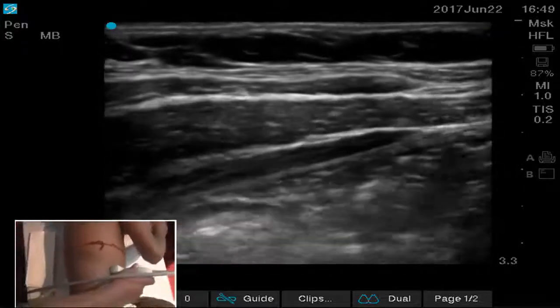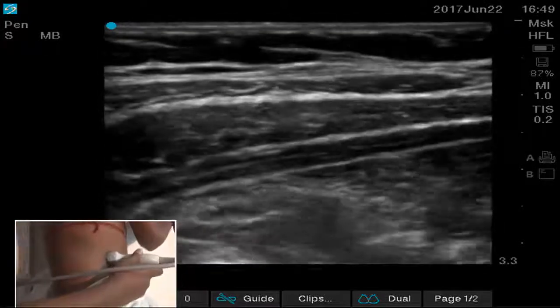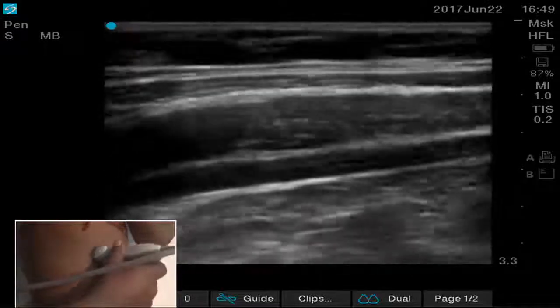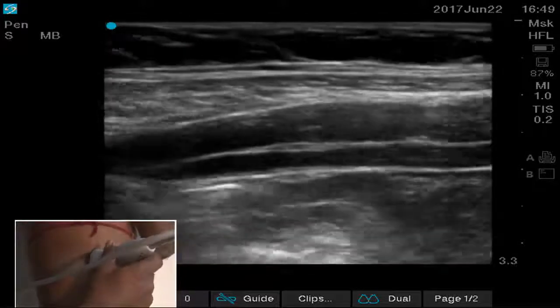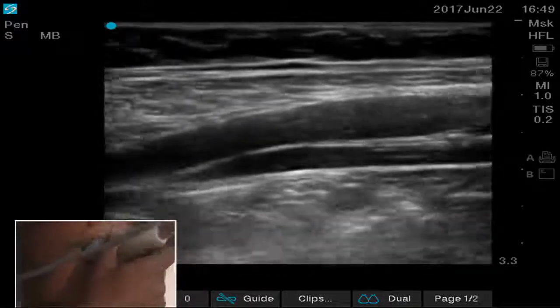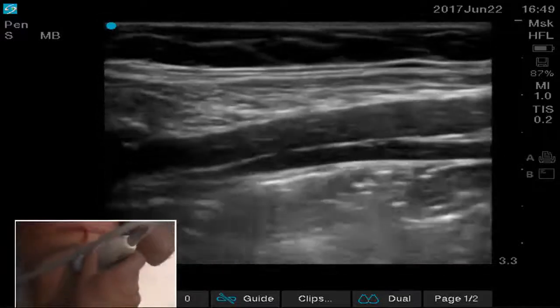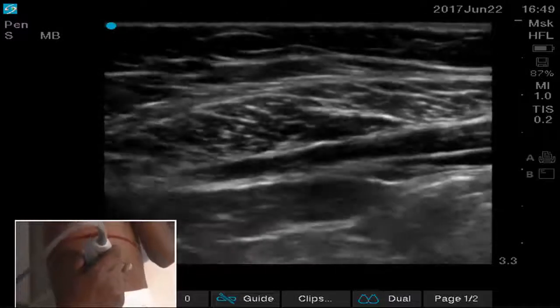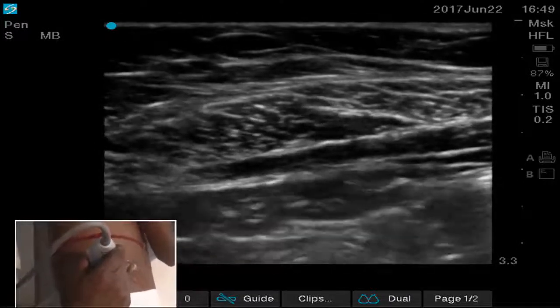So now you are seeing all the three muscles together, external oblique, internal oblique, and then the transverse abdominis. I am slowly tracing the muscles back. I am going back. The external oblique ends, internal oblique continues. Below, the transverse abdominis is there. I am going back. Now you see the muscle in front. Increase the depth.